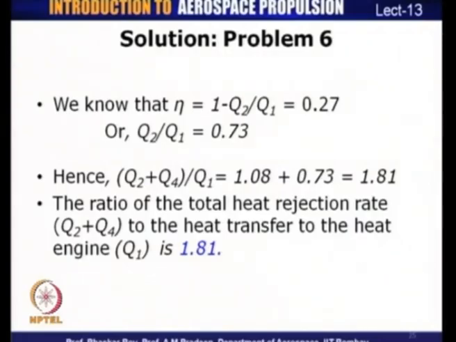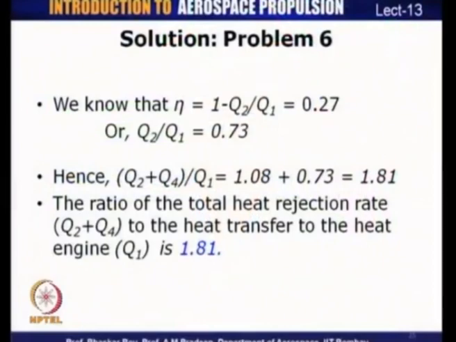And what we are required to find is the ratio of the total heat rejection rate, which is heat rejection from the heat pump as well as the heat engine, divided by heat input to the heat engine. So, we are required to find out (Q2 plus Q4) divided by Q1.